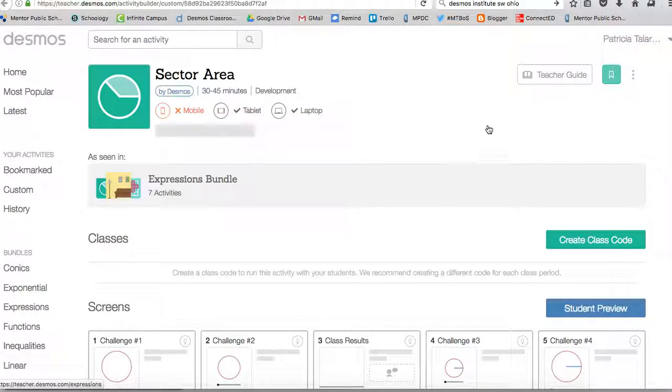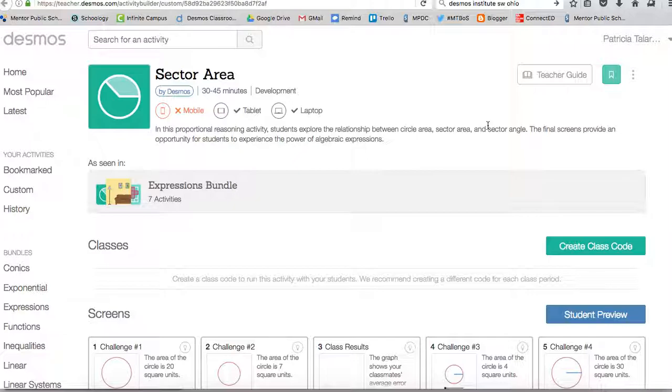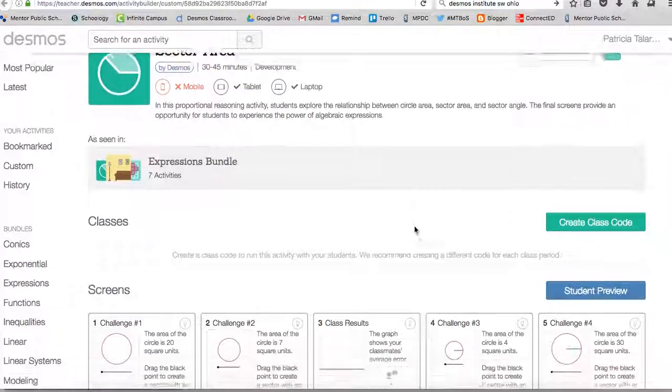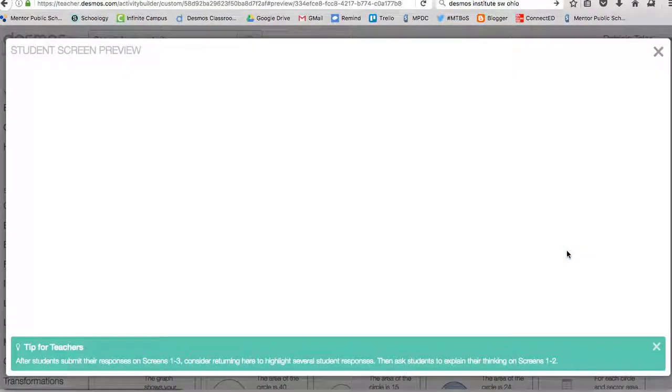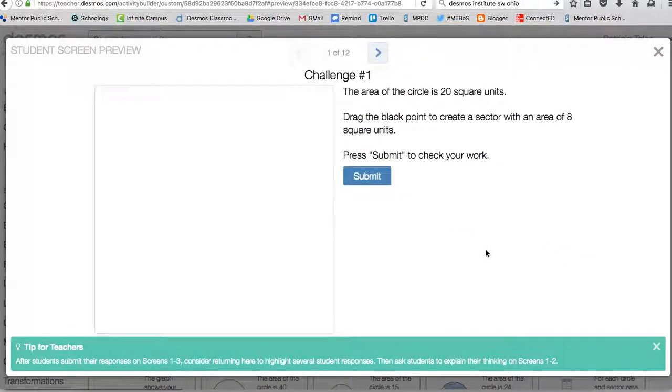Sector area is an activity that Desmos created. So it uses some features that are not yet available for public, like teachers making their own. So that's why when I click edit, it says that I can't edit it because this activity uses features that are not publicly available. But that's fine because it's awesome as it is.